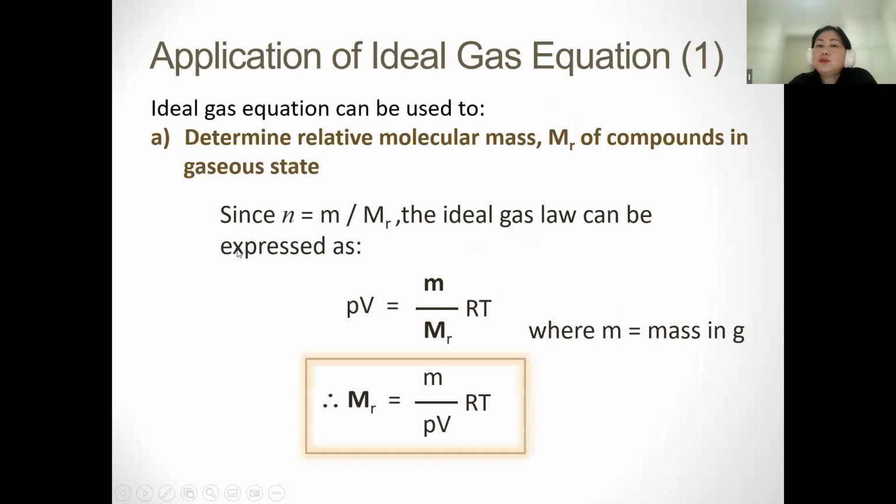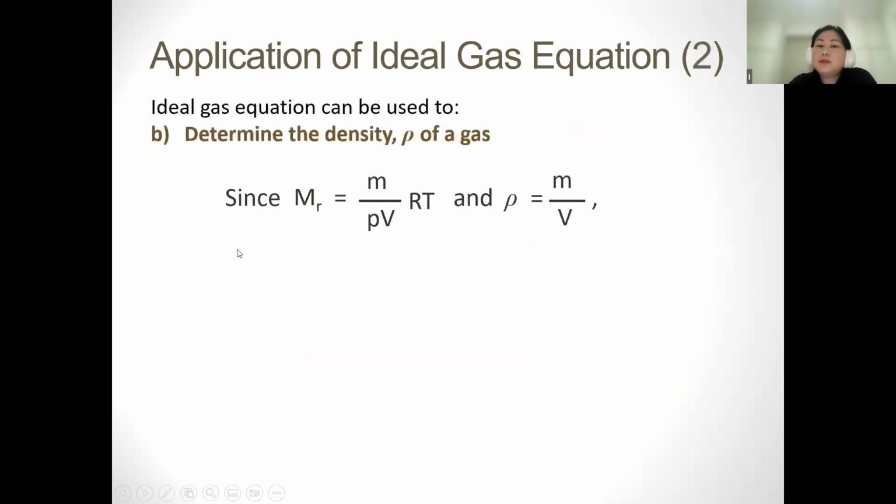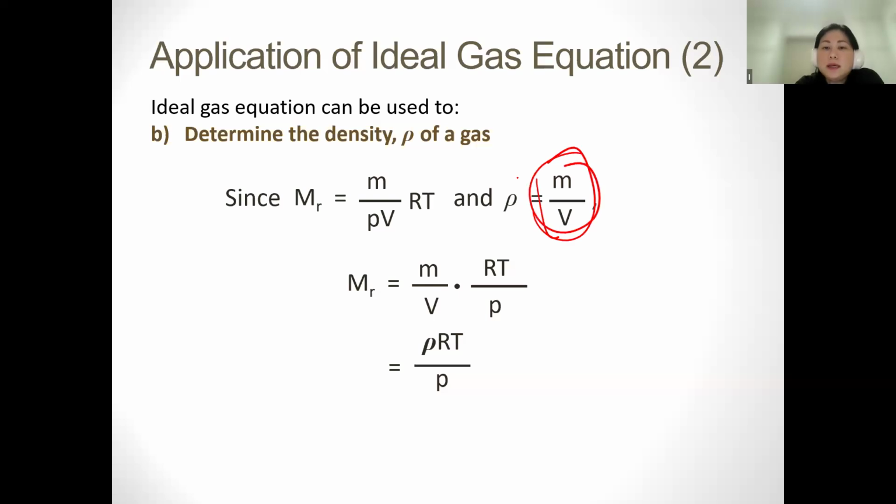Okay, so this is how they show you how to derive density. So we can see m over volume, mass over volume is density actually, right? So we can sub density into this term here. So m is equals to m over volume, RT times V. So m over volume is density. So we take the density to replace this term. And so we have density RT over P.